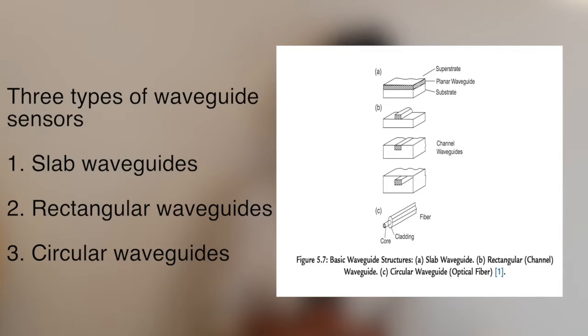Slab waveguides use a planar geometry, and they're fabricated with a thin transparent film on a substrate with an increased refractive index that can guide light waves by total internal reflection. With these sensors, the top surface is usually used as a sensing site. One of the advantages of using slab waveguides, which have a planar structure, is that they include an easier fabrication as well as a large sensing site.